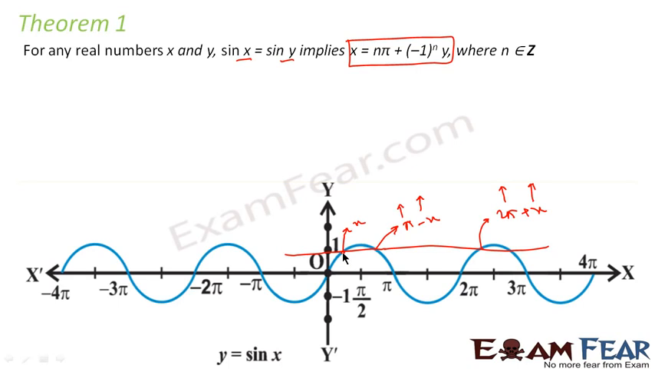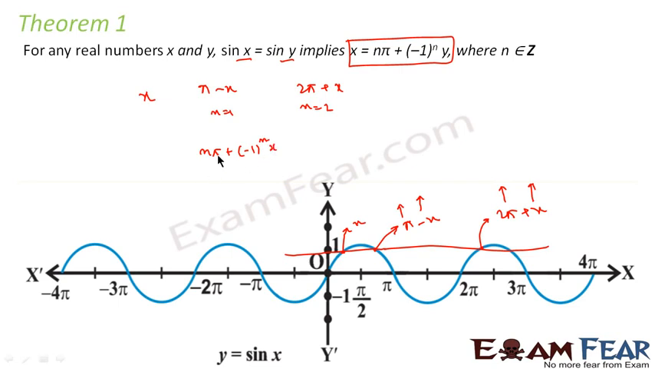So when we see this is x, this is pi minus x, and this point is 2 pi plus x, we have seen that all these values have the same y. Sin x, sin of pi minus x, and sin of 2 pi plus x have the same value. Thus we can say that x is equal to n pi plus minus 1 to the power n y, because x, pi minus x and 2 pi plus x are all the same. Here n is equal to 1, here n is equal to 2, so we can write a general formula, n pi plus minus 1 to the power n.